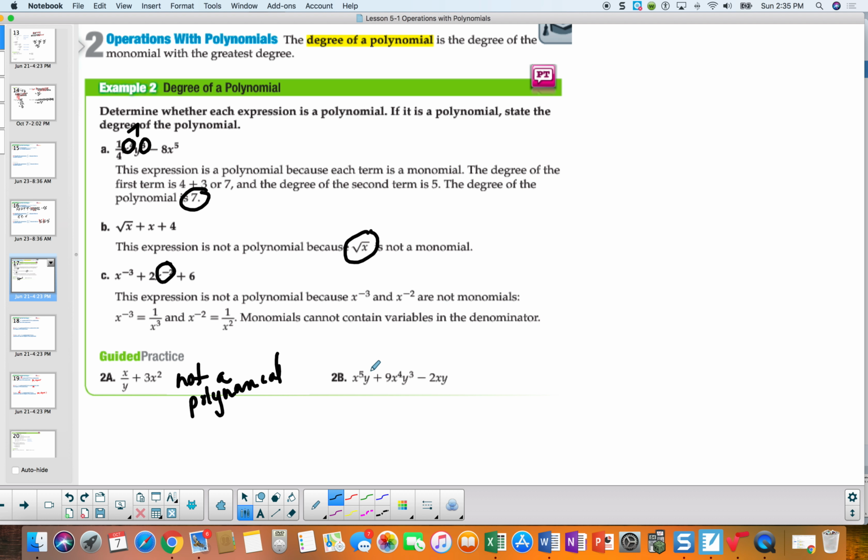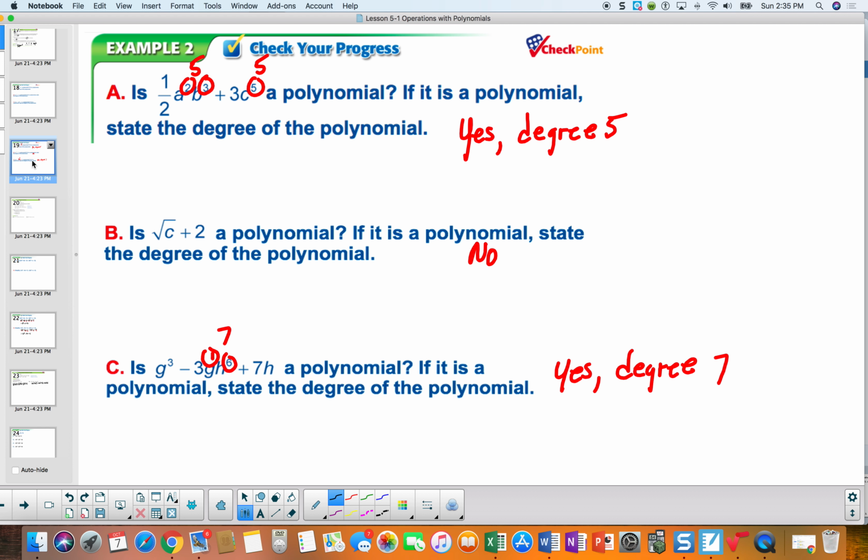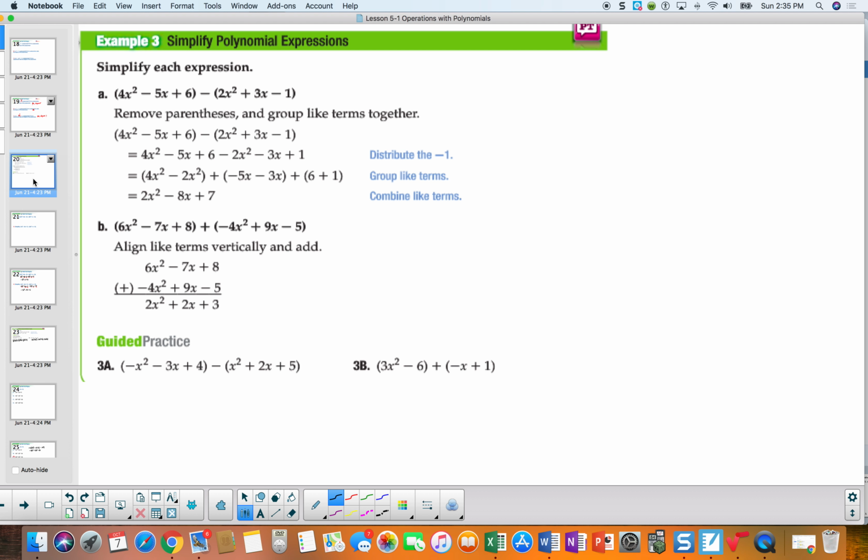Now here we have a 5 and a 1, so this term is 6. This term is 4 and 3, which is 7. This term has both one exponent, so that's 2. The greatest number is degree 7. Stop the screencast and try the problem. Here are the answers.